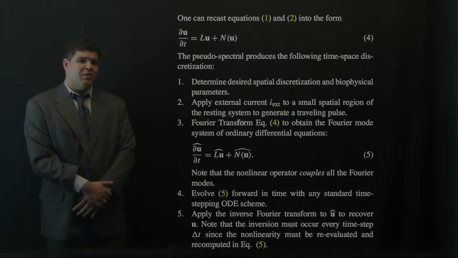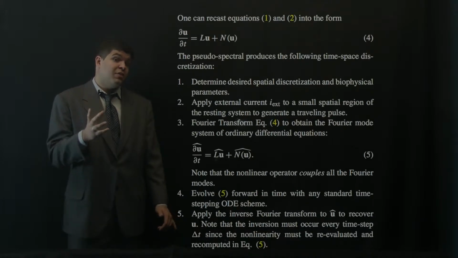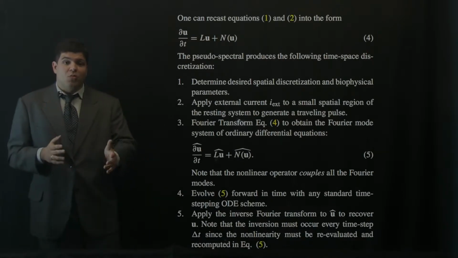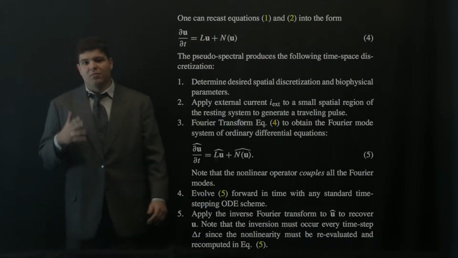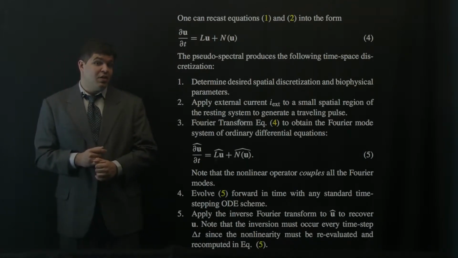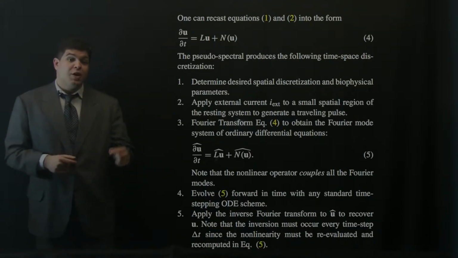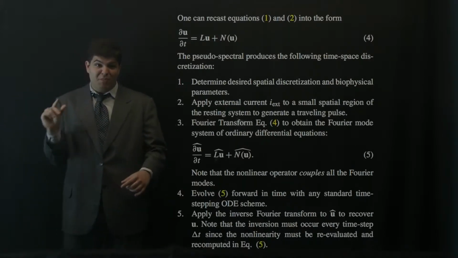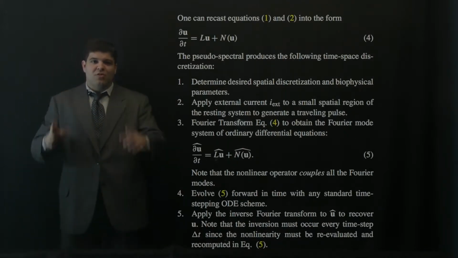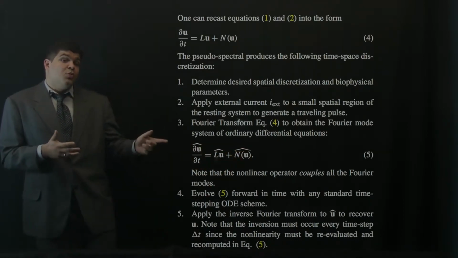It's a more concise form, and the pseudospectral method produces the following time-space discretization. You're going to determine the desired discretization, so the resolution that you want, both in time and in space. You're going to determine all the biophysical parameters that you need, so the resistivity, the conductivity, the varying radius, etc. You're going to apply an external current to a small spatial region, let's say on this far end of the system, and that should form a little pulse, and that pulse is going to travel around. So how do we evolve this in time?